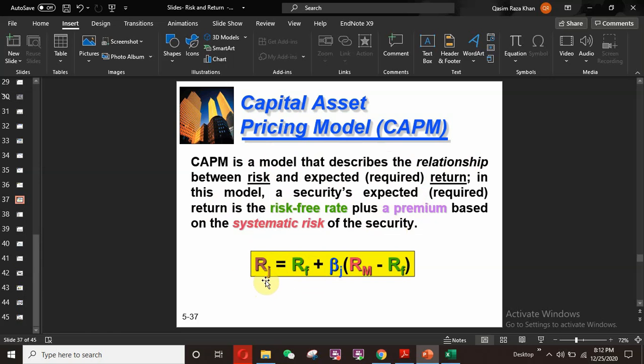Here Rj is the expected return for security j, that is equal to Rf. Rf is the risk-free rate plus Bj. Bj is the systematic risk, that is known as beta. Beta j into (Rm minus Rf). Rm is the required return on the market, minus Rf is the risk-free rate. Basically, this is your risk premium which you get above the risk-free security. So with the help of this equation, we can calculate the expected return of any security in the CAPM model.